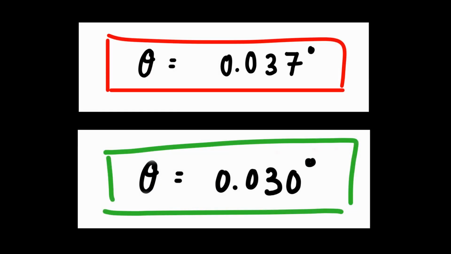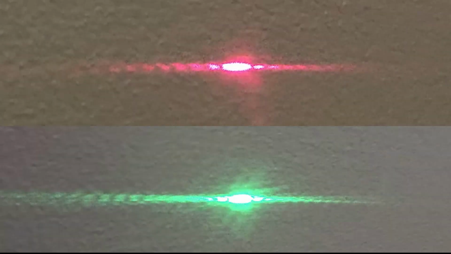We can conclude by comparing the two values of theta, which is 0.037 for the red laser and 0.030 for the green laser, that the green laser has narrower space between the lines.